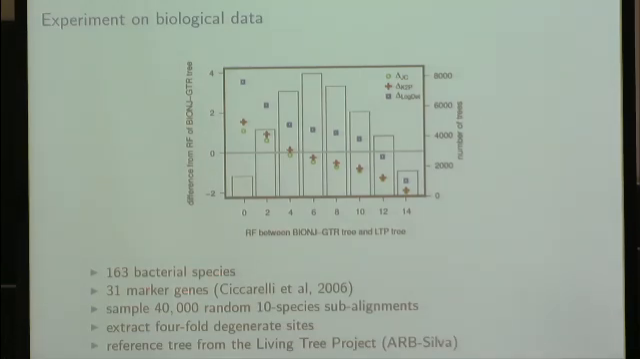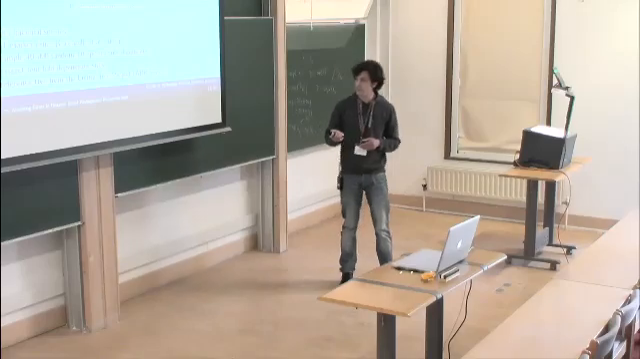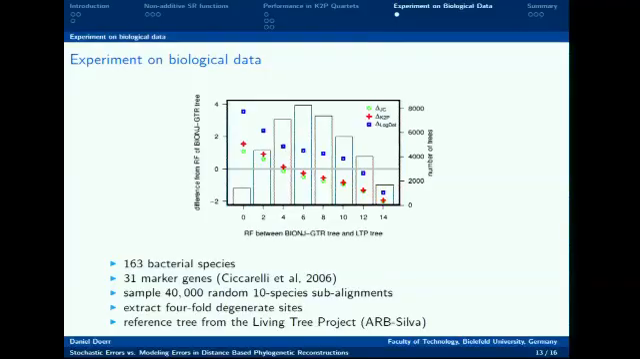So we used 163 bacteria species and extracted 31 marker genes out of each single one of them. Then we sampled 40,000 sub-alignments and extracted the fourfold degenerate sites, which we then used for distance estimation. And we compared the reconstructed tree against the reference tree, which we obtained from the Living Tree project of Arb Silva. And this tree has been constructed using 16S RNA.